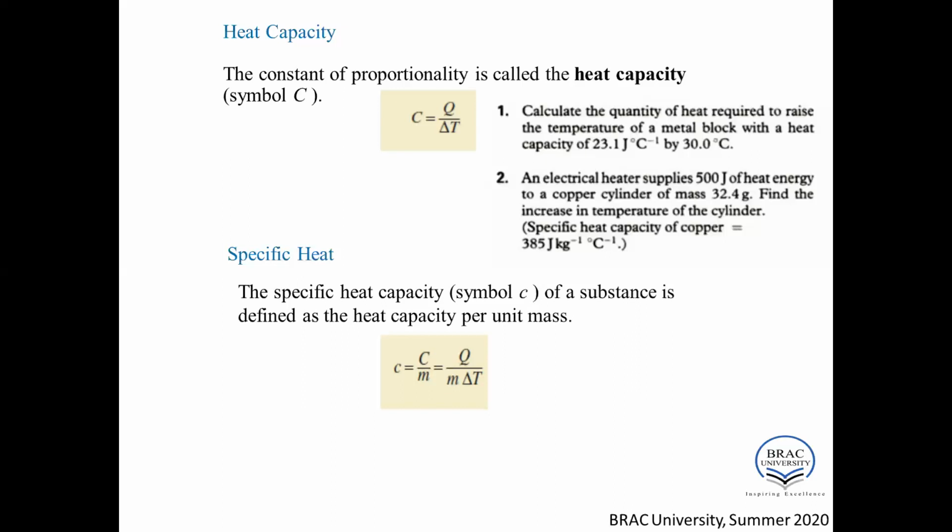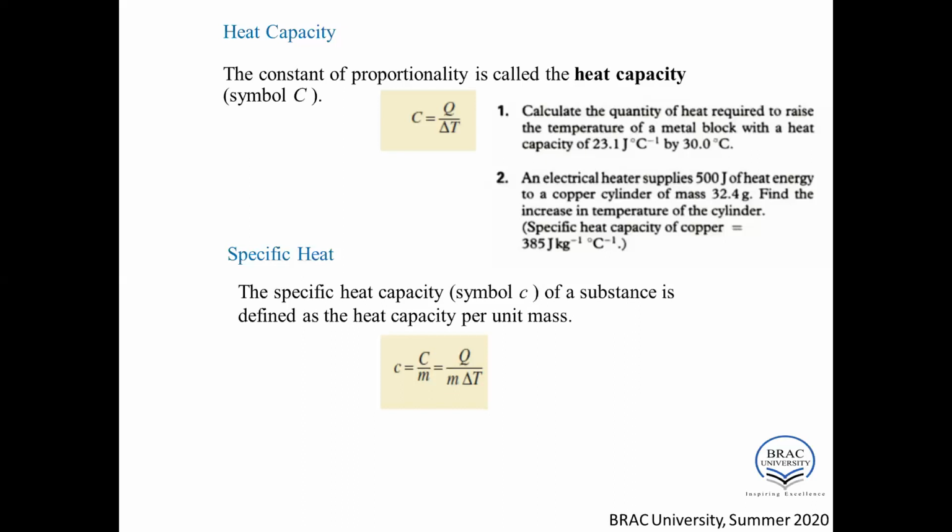Now here are two problems. First one: calculate the quantity of heat required to raise the temperature of a metal block with a heat capacity of 23.1 degrees centigrade by 30 degrees centigrade. And the second one: an electrical heater supplies 500 joule of heat energy to a copper cylinder of mass 32.4 gram. Find the increase in temperature of the cylinder. Here the specific heat capacity of copper is 385 joule per kg per degree centigrade.